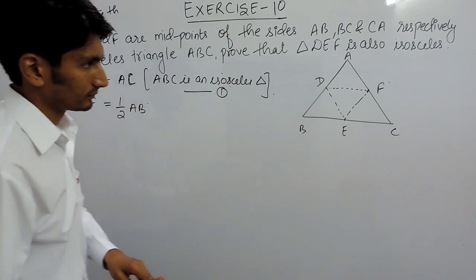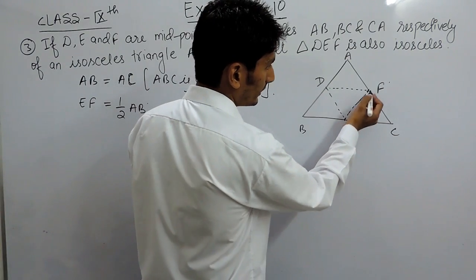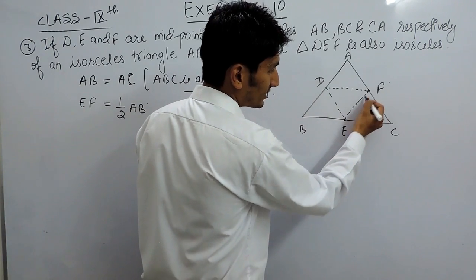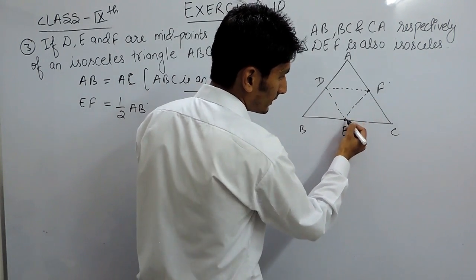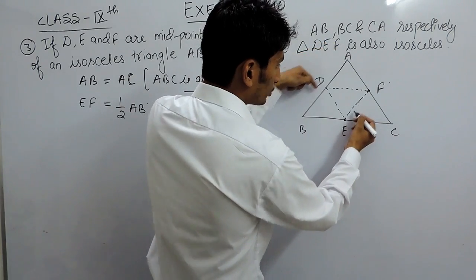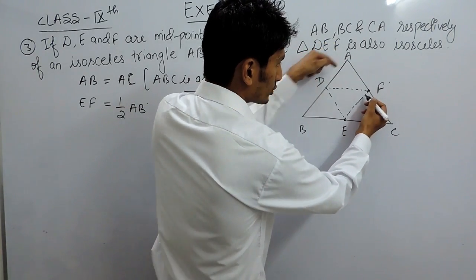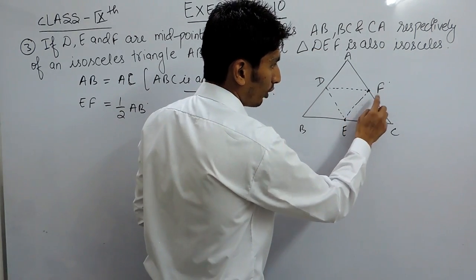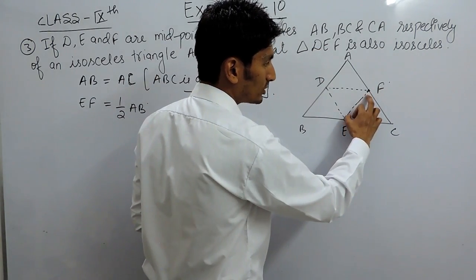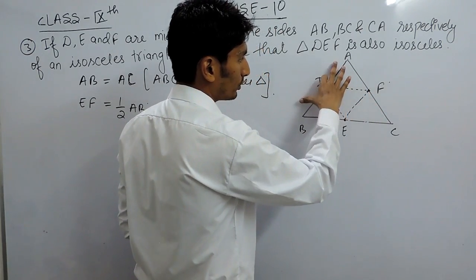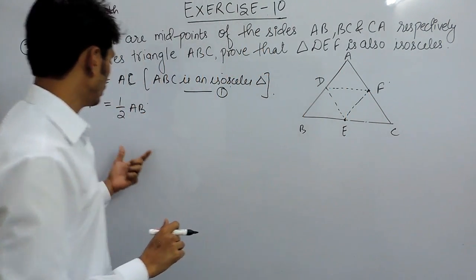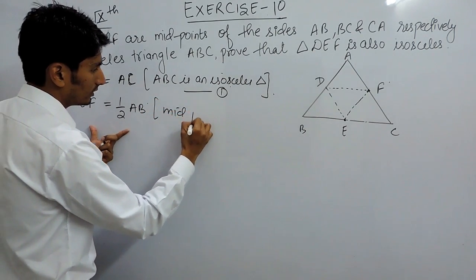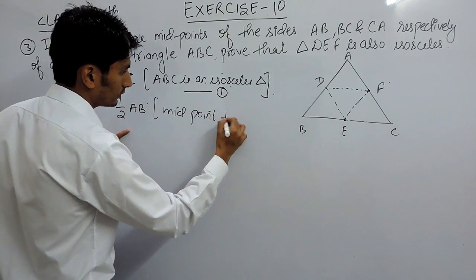This is because, according to the midpoint theorem, if we join the midpoints of any two sides in a triangle, this line should be parallel to the third side, and this should be equal to half of that side. So clearly F and E are the midpoints of these two sides, and if we join them, this should be equal to half of this. So this is what I have written here. This is because of the midpoint theorem.